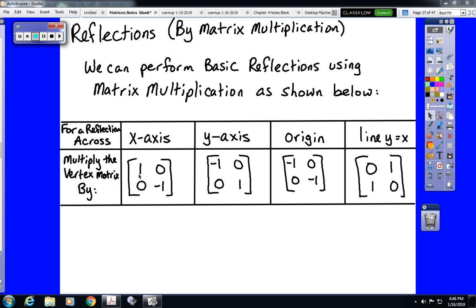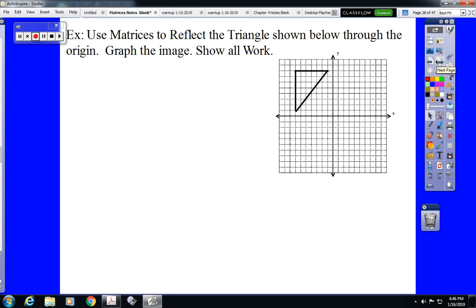You have to read the directions carefully, because depending on what reflection we're asked to use, that's how we determine which one of these 4 matrices to use. So let's look at a couple of examples. First up here we have a triangle. We're asked to reflect that triangle through the origin.